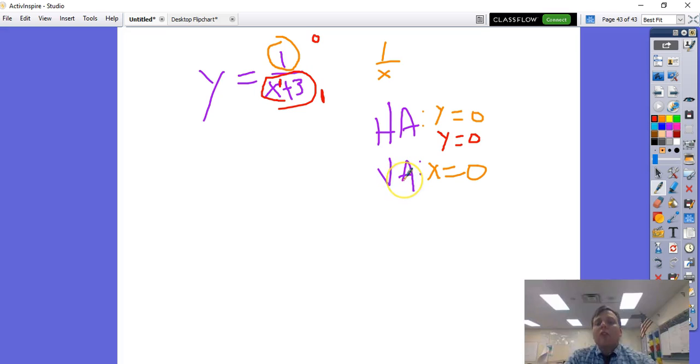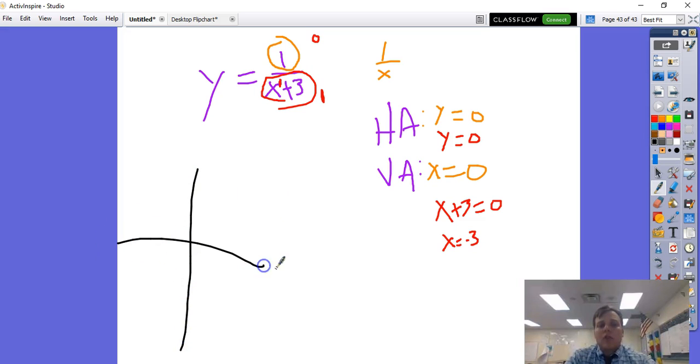To get your vertical asymptote, you set your denominator equal to 0. That is something I would write down on my note card for the test. So x plus 3 equals 0. Now we have to solve for x. We subtract 3, so x equals negative 3. With these two pieces of information, in my opinion, you are ready to graph.